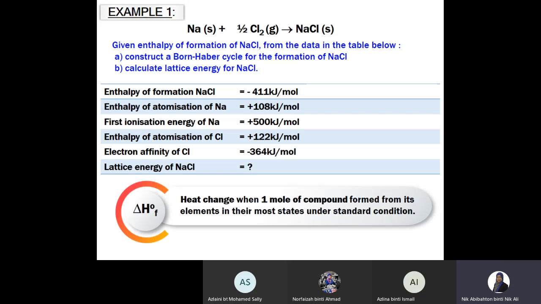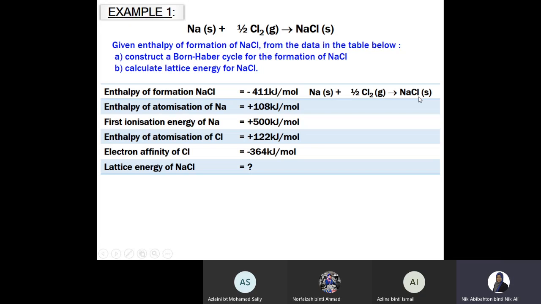We start with enthalpy of formation: heat change when 1 mole of compound is formed from its elements in their most stable state under standard conditions. So we look here, 1 mole of compound formed from its elements at their most stable state under standard conditions. At the most stable state, sodium exists as a solid and chlorine exists as a gas. So we balance it to get 1 mole of sodium chloride.